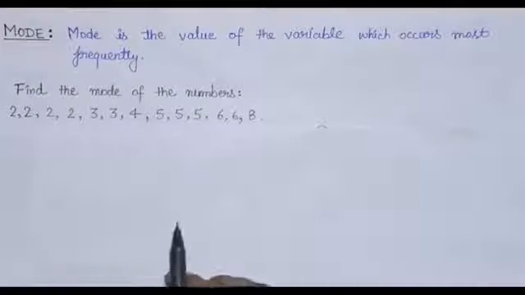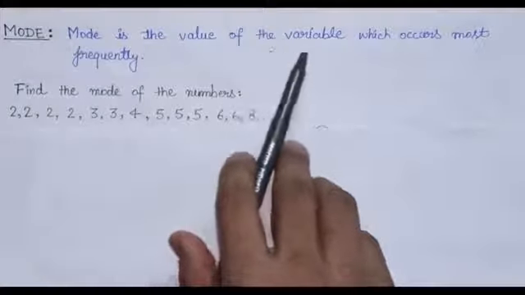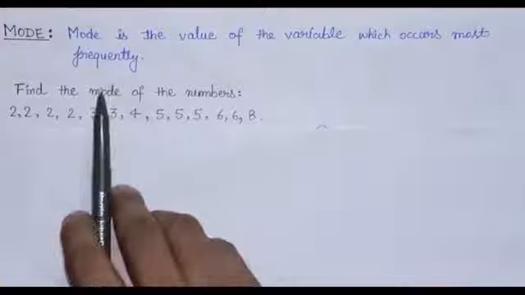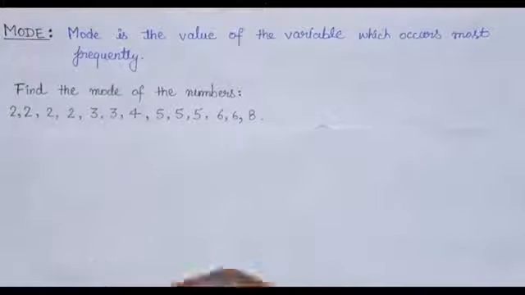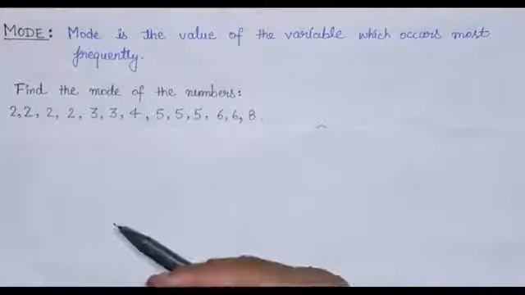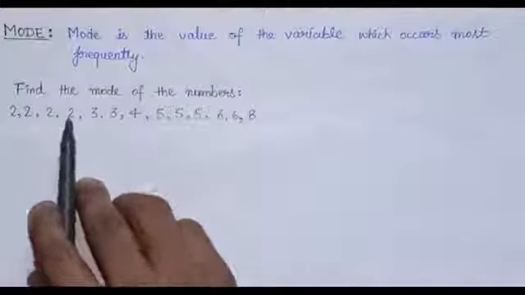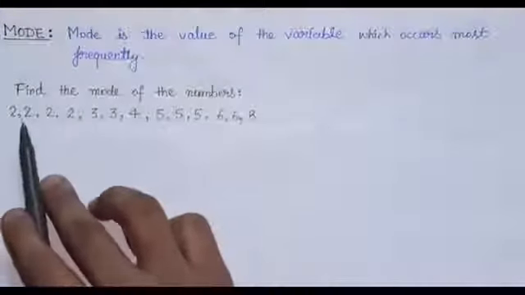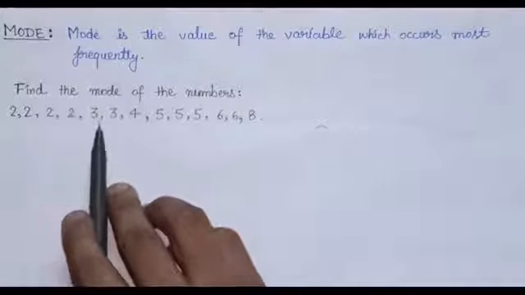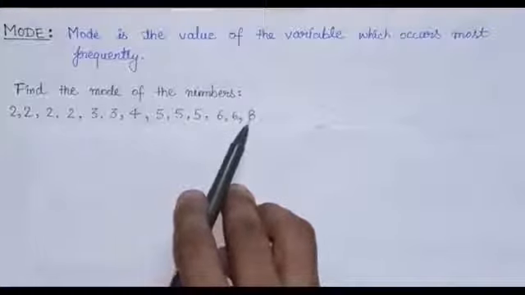Now students, we will see how to calculate the mode of a given data. Mode is the value of the variable which occurs most frequently. It means whatever data we are given, first we have to observe which observation has occurred the most number of times. That will be our mode. So let us see an example. Find the mode of the numbers 2, 2, 2, 2, 3, 3, 4, 5, 5, 5, 6, 6, 8.